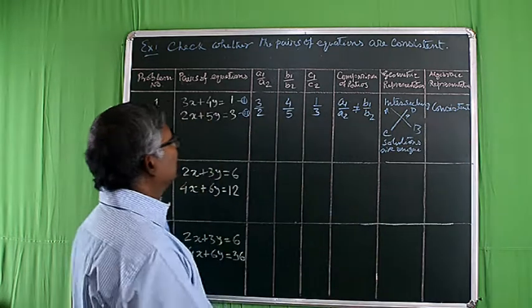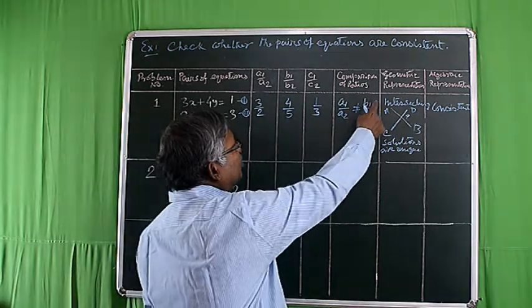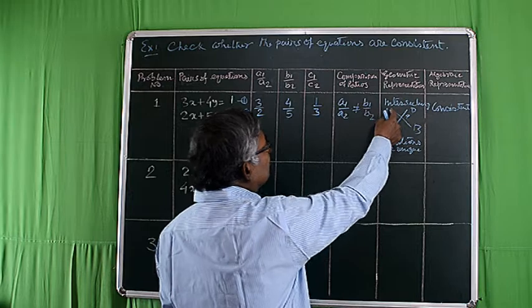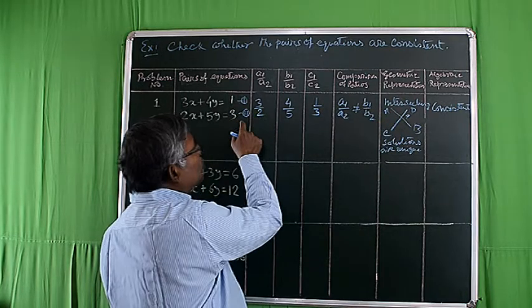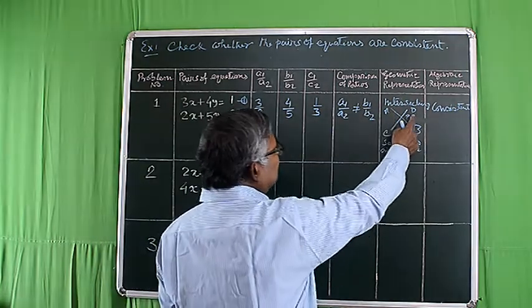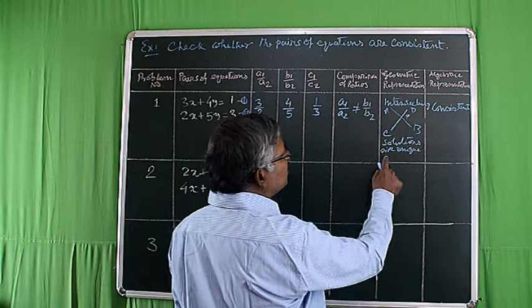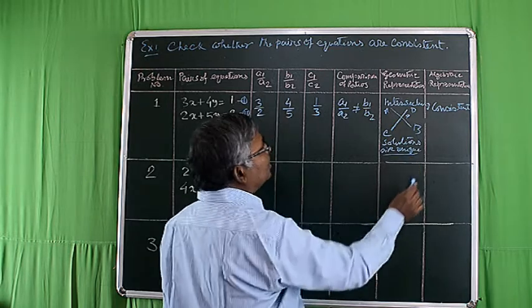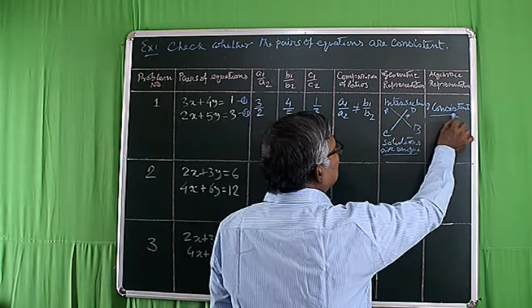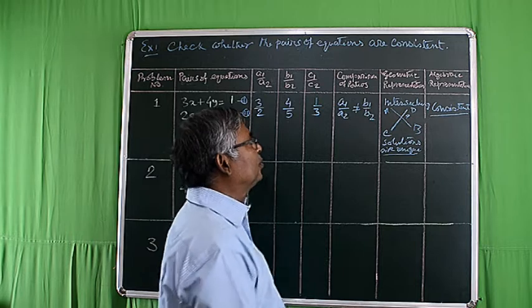Students, whenever a1 by a2 not equal to b1 by b2, the lines representing equation number 1 and 2 are intersecting, and hence the solutions are unique and the systems are said to be consistent.